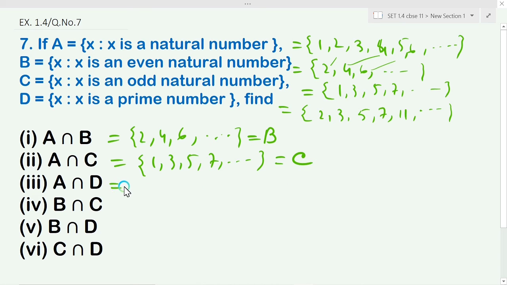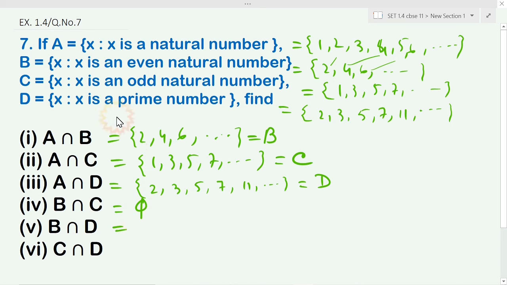Now A intersection D. Is there any common element between A and D? Yes. The common elements are 2, then 3, then 5, then 7, then 11, and so on. And it also represents set D. Now B intersection C. Is there any common element between B and C? No, because B is the set of even natural numbers and C is odd natural numbers. So there is no common element. So this equals empty set.